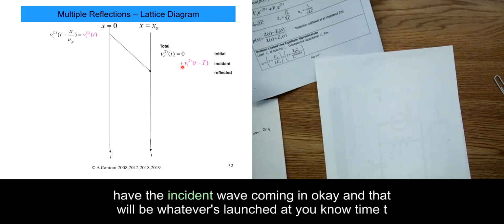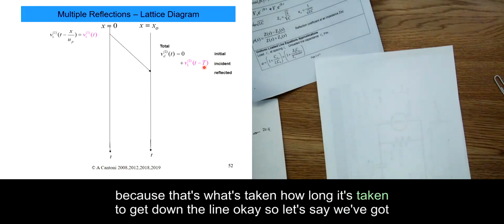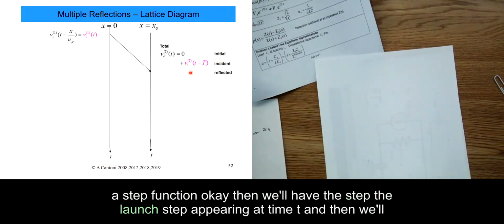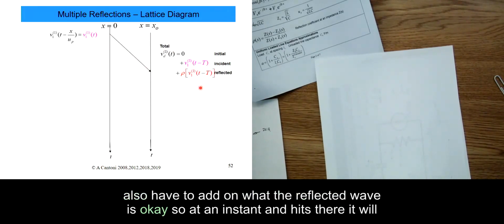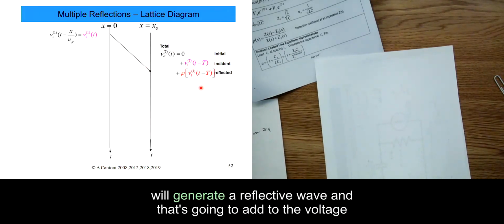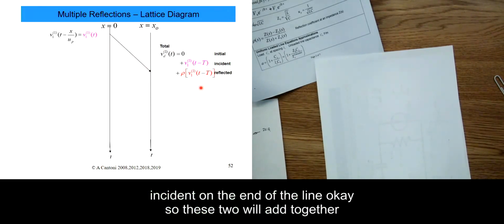Then we have the incident wave coming in, and that will be whatever's launched, at time t, because that's how long it's taken to get down the line. So say we've got a step function. Then we'll have the launch step appearing at time t, and then we'll also have to add on what the reflected wave is. So at that instant that it hits there, it will generate a reflected wave, and that's going to add to the voltage incident on the end of the line.